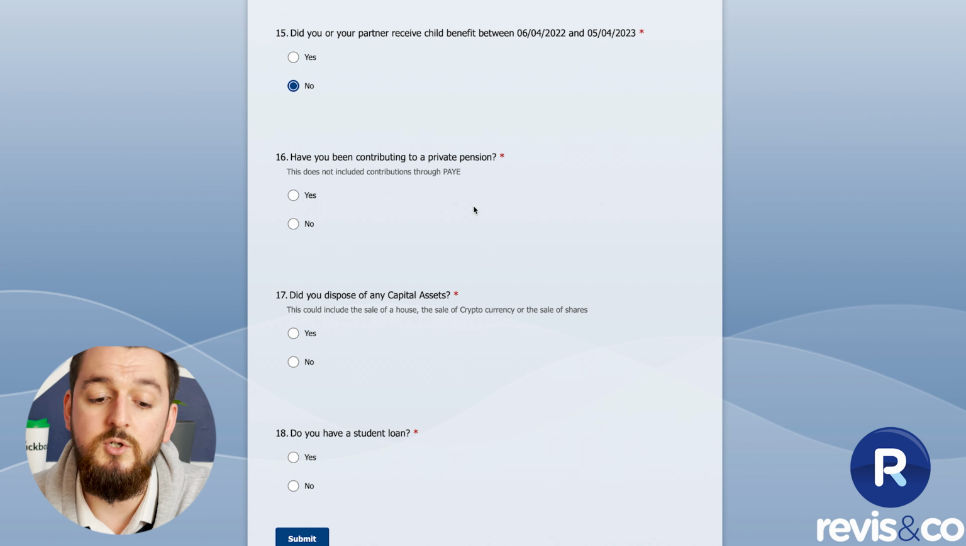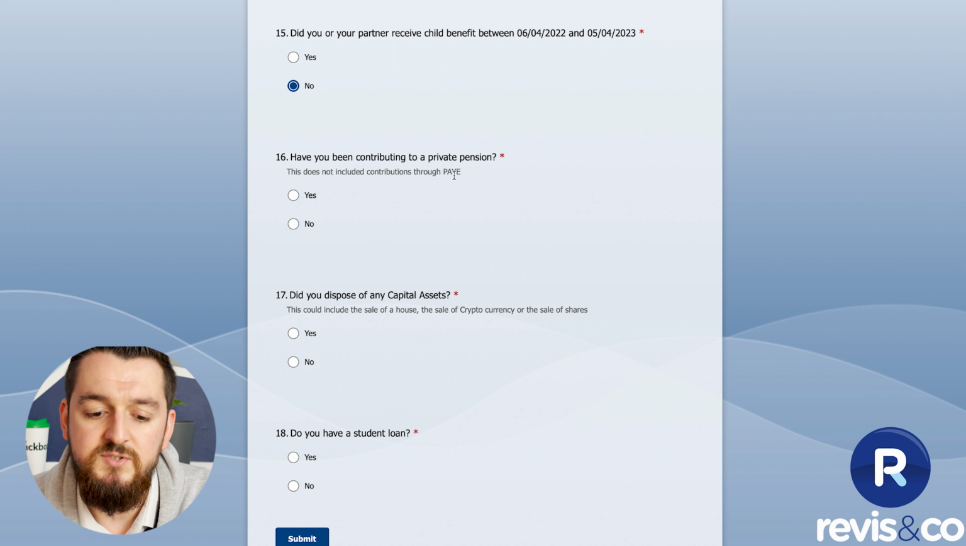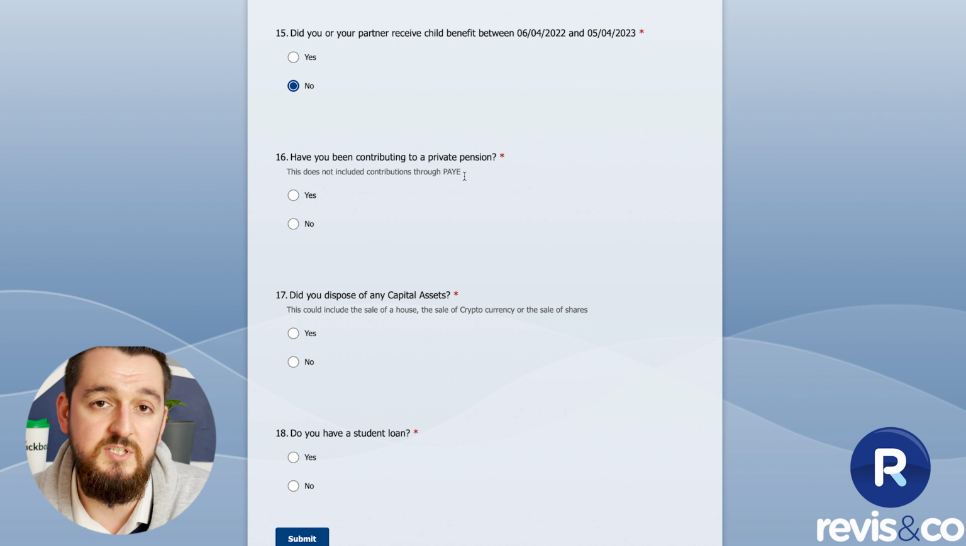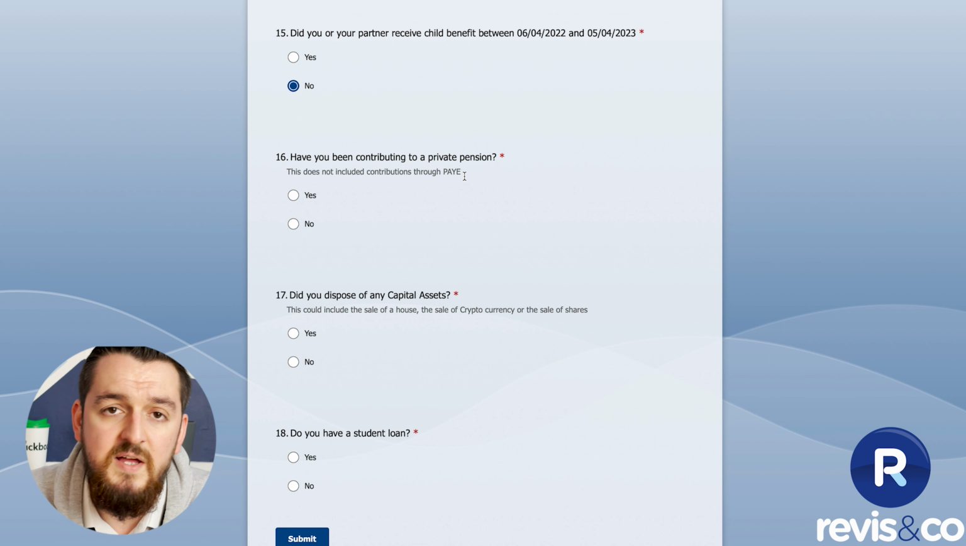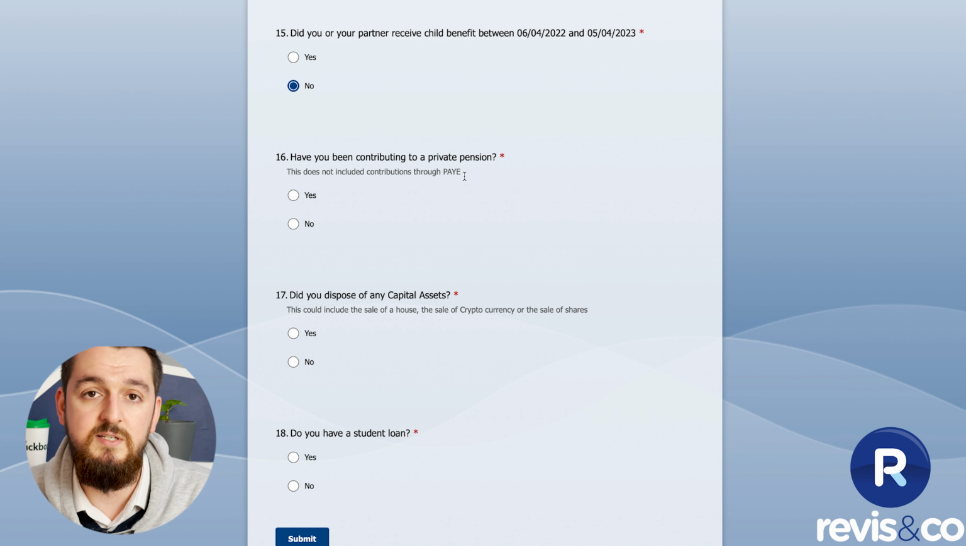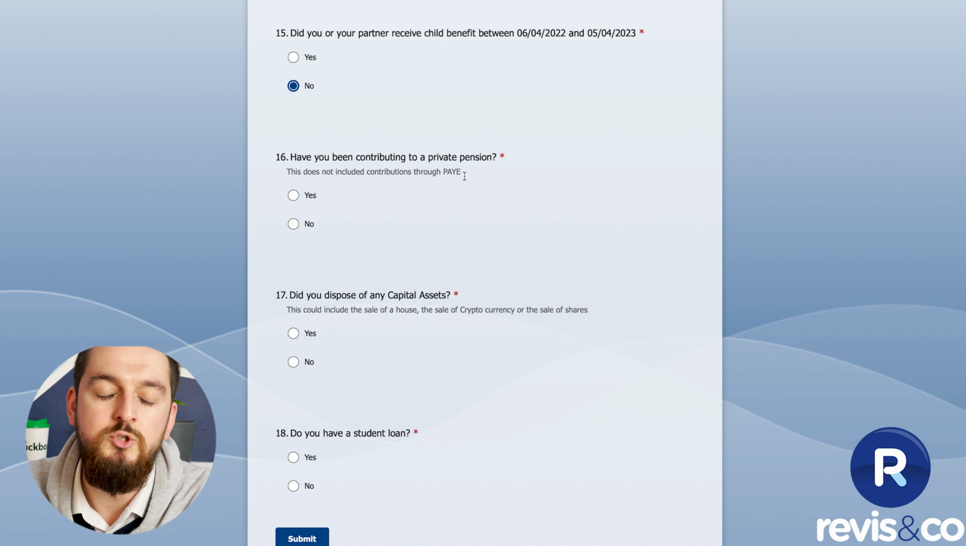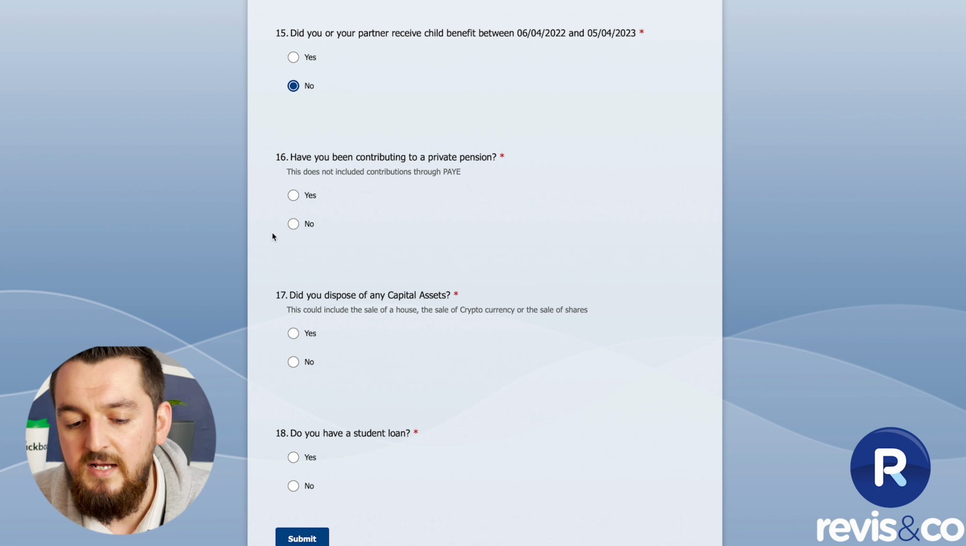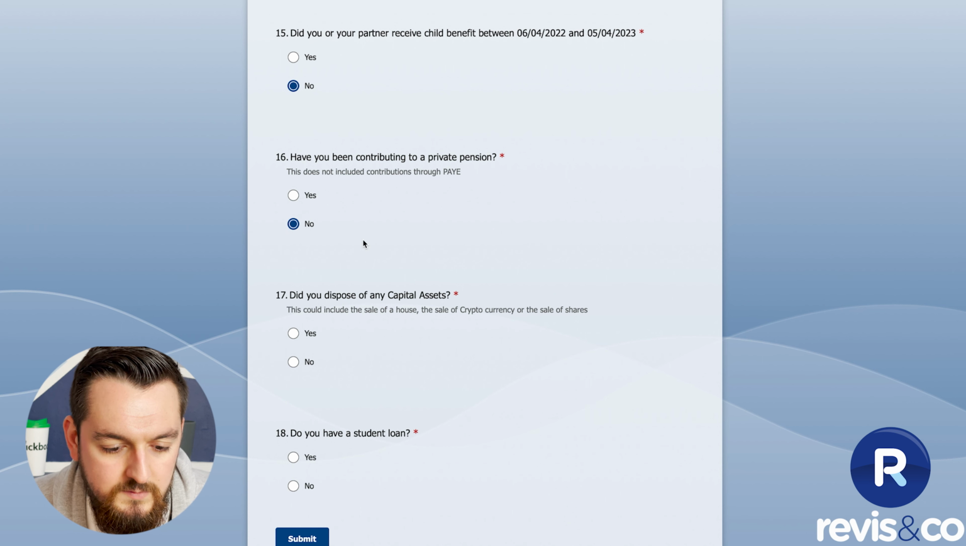Have you been contributing to a private pension? This does not include anything on your payroll. So if you have a pension scheme set up on your payroll, like a NEST pension, that is not included. This is if you are actively contributing from your personal bank account to a private pension that you've set up yourself. And again, you can put that on there. I'm going to put no on that one.